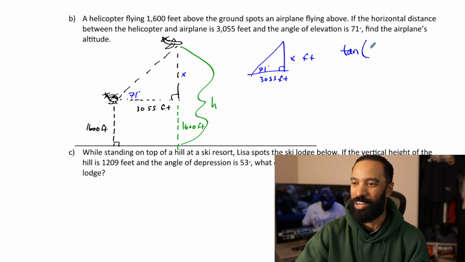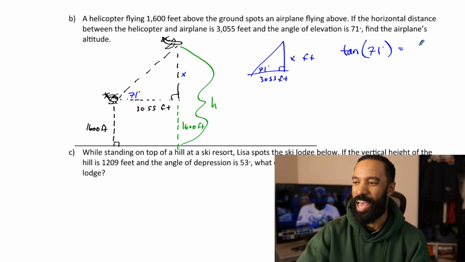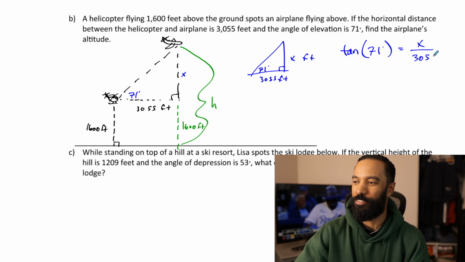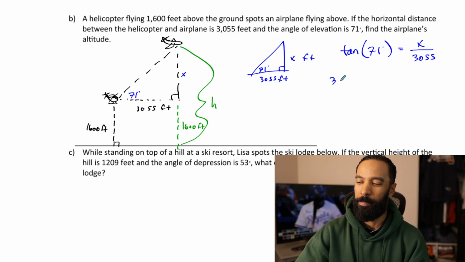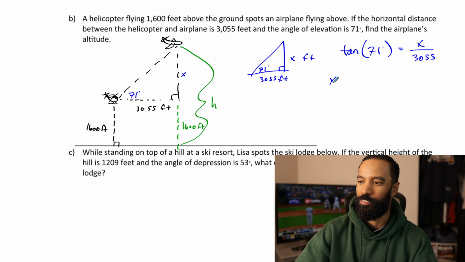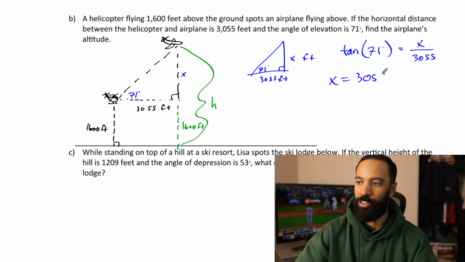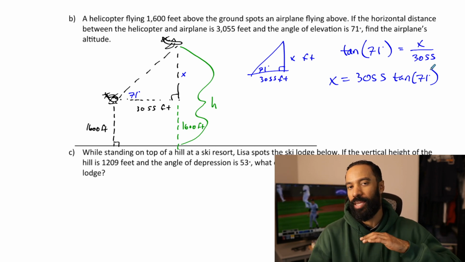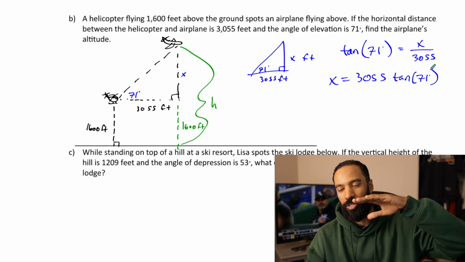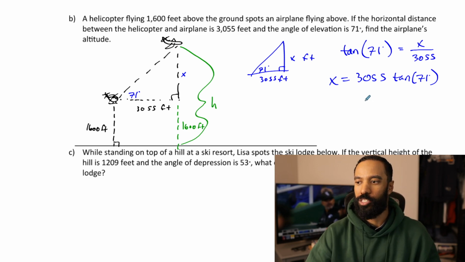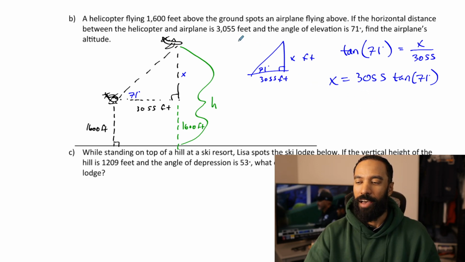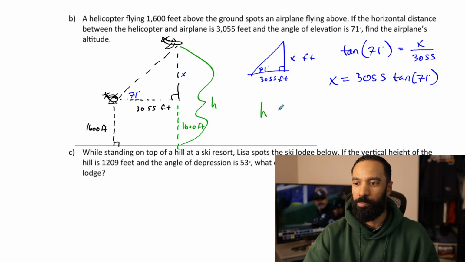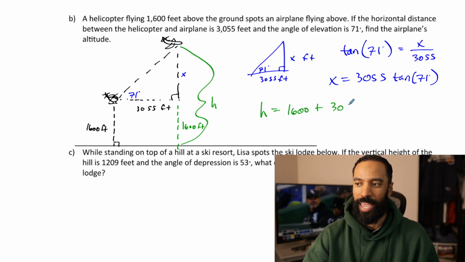Tangent. We're going to use tangent again. We have our opposite in x and our adjacent in 3055. We multiply both sides by 3055, and we will get 3055 times the tangent of 71 degrees. Now, this is just the answer of how much higher up in the air the airplane is from the helicopter. After that, I'm going to take h, my overall height that I need, and I need to add 1600 to that answer.